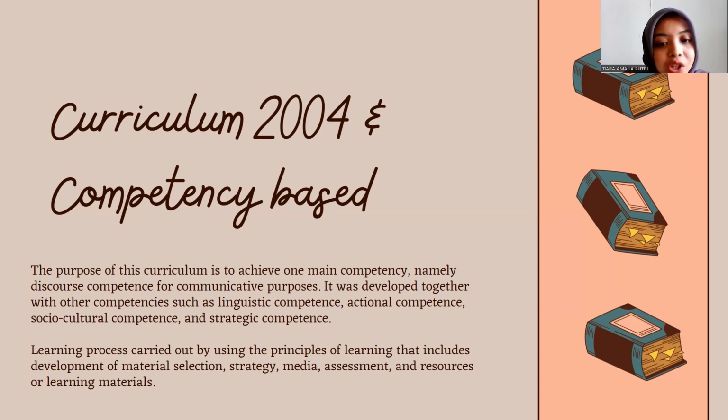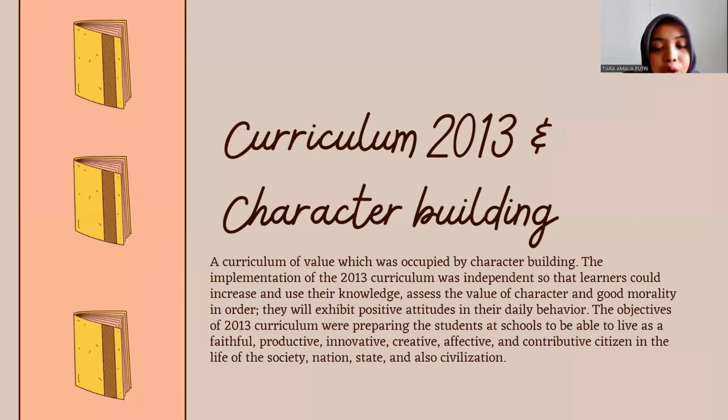There are some criteria of competency-based curriculum implementation, for example, standard competency, basic competency, and some indicators related to English lessons. There are three main principles underlying this curriculum, namely model of competence, model of language, and level of literacy. The curriculum includes teaching materials given to students through the learning process. The learning process is carried out using the principles of learning that include development of material selection, strategy, media assessment, and resources or learning materials. The level of success achieved by students' learning can be seen in the ability of students in completing the tasks that must be controlled in accordance with certain procedure standards.